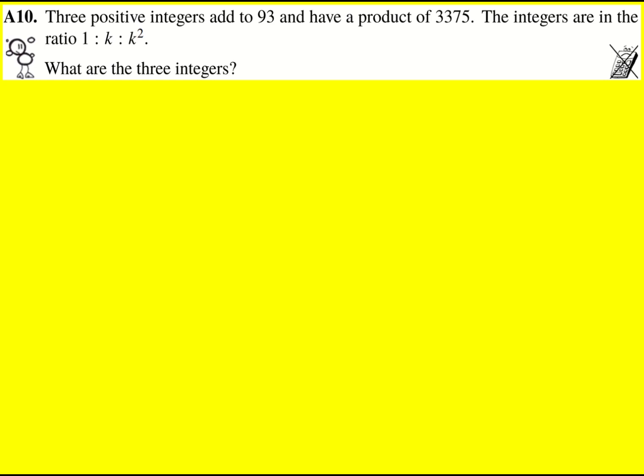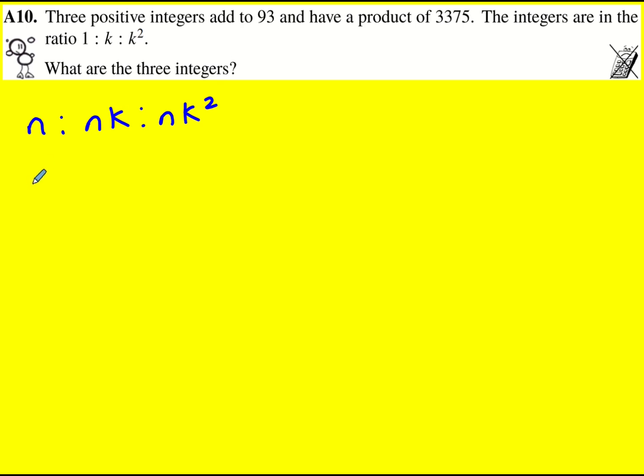We have three positive integers and they're in the ratio 1 to k squared, but they're not necessarily equal to those numbers. But because they're in that ratio, it means we can actually write down the three numbers if we times them all by some scale factor. So n, nk, nk squared. We don't know what n is, and obviously the aim is to find that out. But these are actually my three integers.